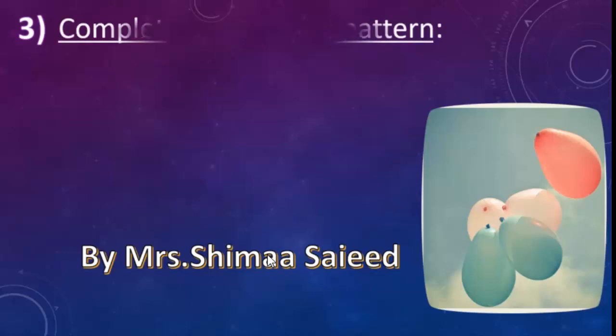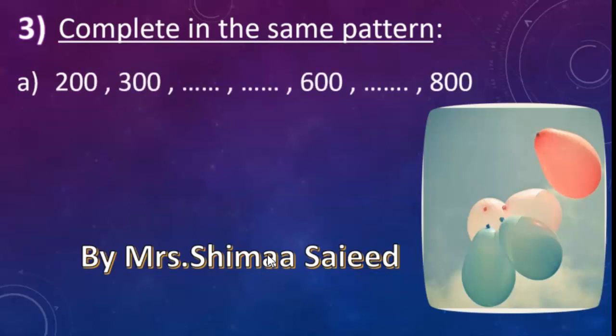The third question is complete in the same pattern. 200, 300, unknown number and another unknown number, 600, unknown number and 800. What do you notice? Excellent. The value of the number increased by 100. The values of these numbers increase by 100 each time. It was 200, then 300. Excellent. 400, 500, 600, 700, 800.